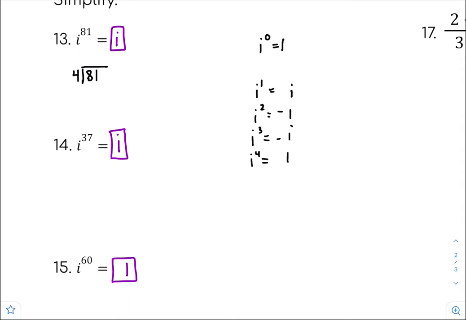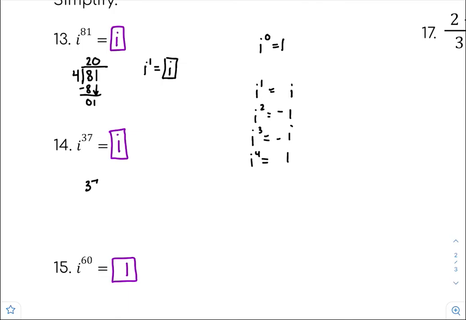Now, in order to simplify these i's, remember you take the power and divide it by 4. 4 goes into 8 twice. Drop the 1. 4 goes into 1 0 times. So we have a remainder of 1, which means this is going to be i to the first power, which is simply just i.